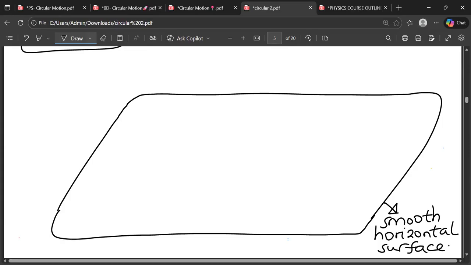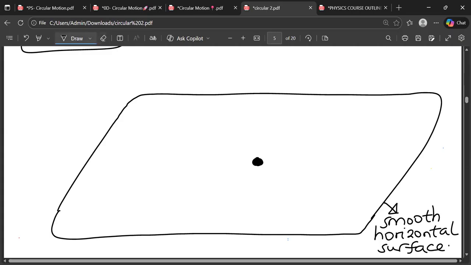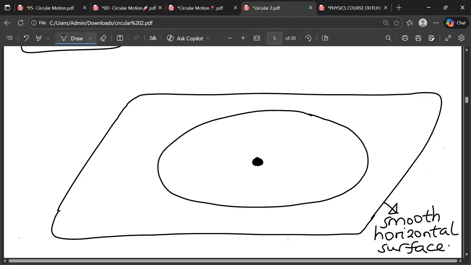Like that. So, assuming we have our fixed point here, and then we start to have our body trying to move in a circular path. So this time around, allow me draw something a bit spherical, so that we can have enough space for showing all what we want to show. Like that. So this is our fixed point, and this is the smooth horizontal surface.